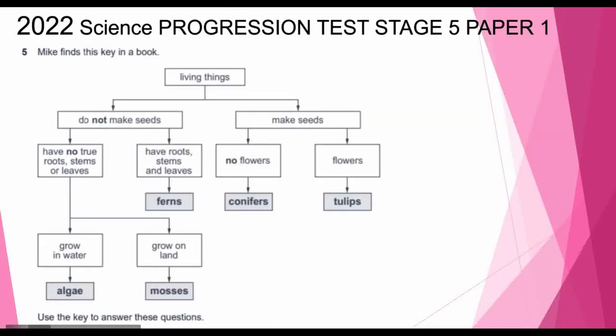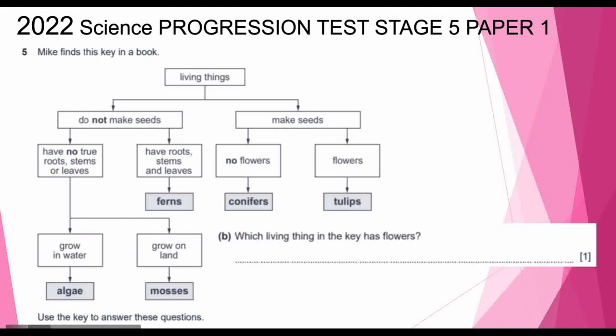Question 5 still, but 5b. Which living things in the key has flowers?